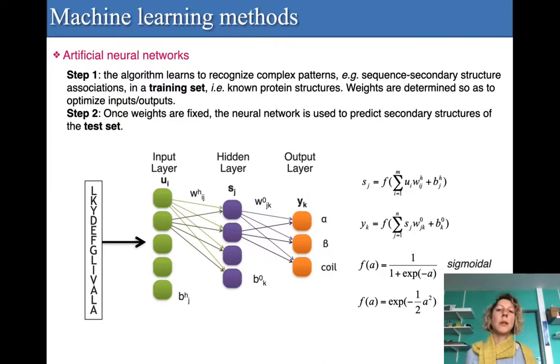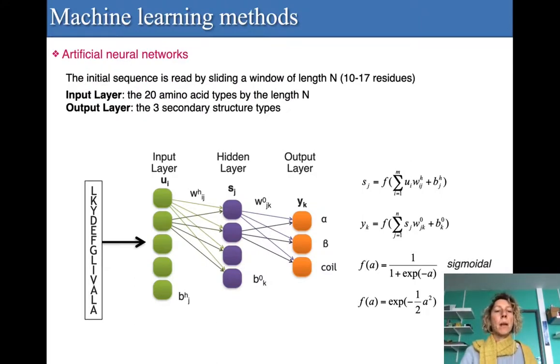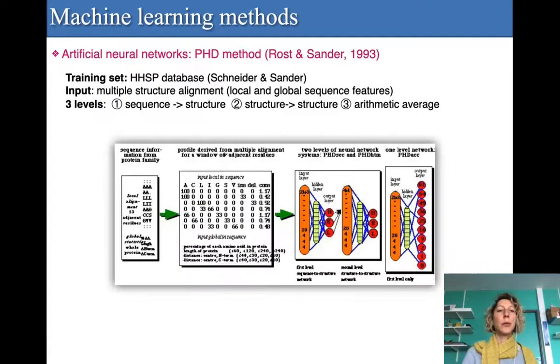And so here in this implementation, you have a sigmoidal function for integration. So this was, of course, before deep learning architectures really emerged. So it's basic, I would say, classical neural network architecture. And so the initial sequence is again defined by a sliding window, 10 to 17 residues. You have the 20 amino acid types that are considered and 3 as the output. So this is typically what is used in the PHD methods.